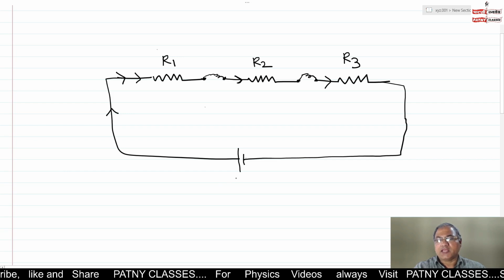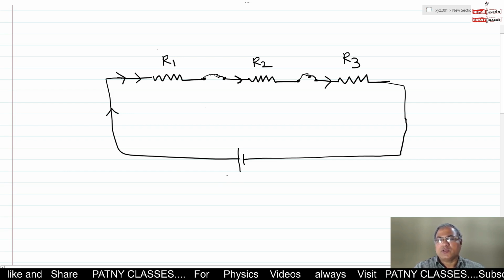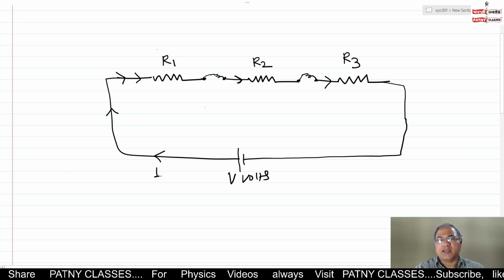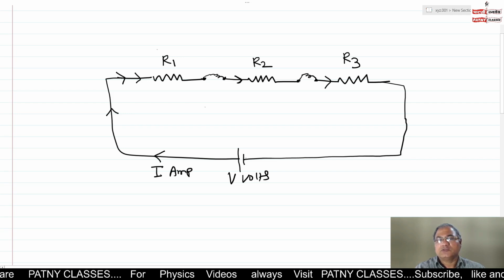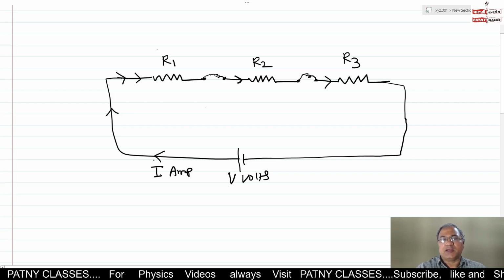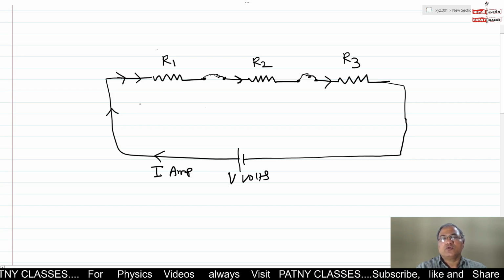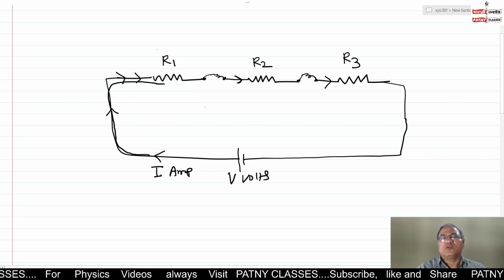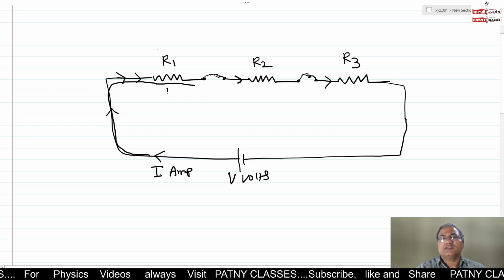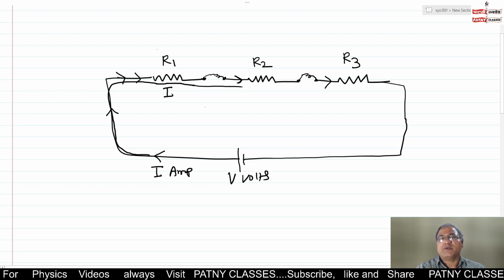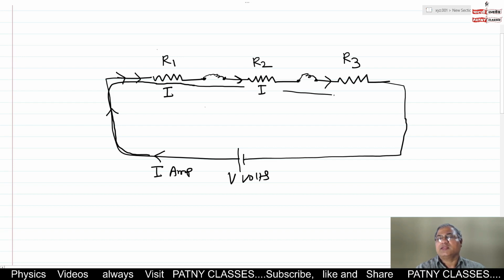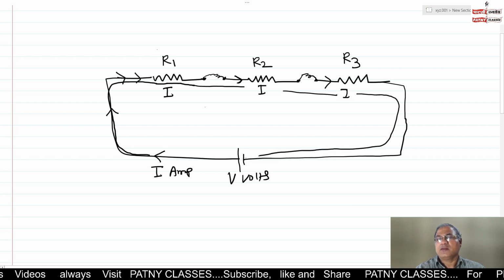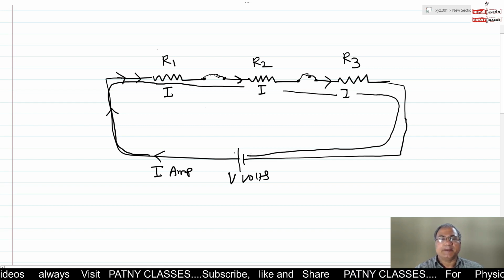One more important aspect of series connection: suppose the battery voltage is V volts and the current coming out of the battery equals I amperes. Now this current will flow through R1. The current will flow from here, and it will flow through R1. How much current is flowing? The same current I is flowing. And the same current will also flow through R2. The current will flow and come back to the battery, back to the cell once again.